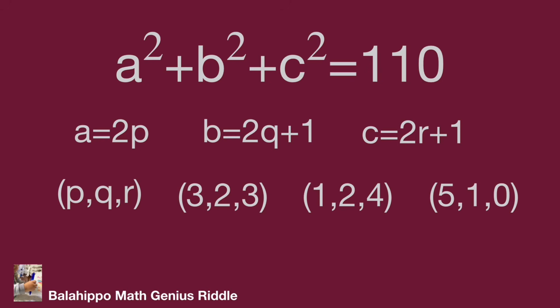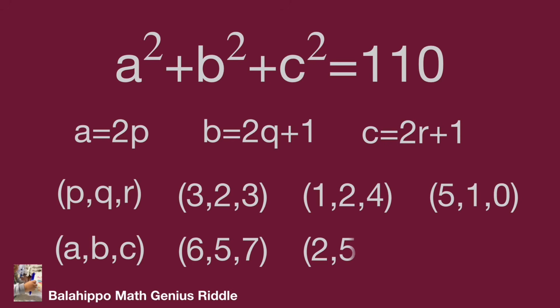From A equals 2P, B equals 2Q plus 1, C equals 2R plus 1, we get the number groups of ABC. They are 6, 5, 7; 2, 5, 9; and 10, 3, 1. That's all the number groups we find.